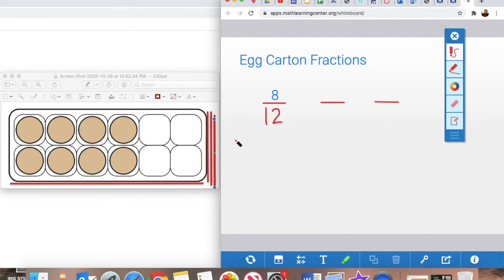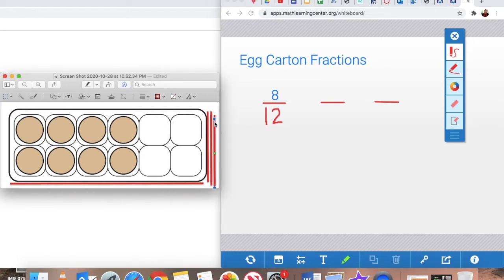What if we did something a little different with our eggs? What if instead of having 12 sections where the eggs could fit, what if I used some dividers to divide up this carton? One way I could divide it is here and here. These are equal sections. 4 eggs can be in this section, 4 eggs could be in this section, and 4 eggs could be in this section.